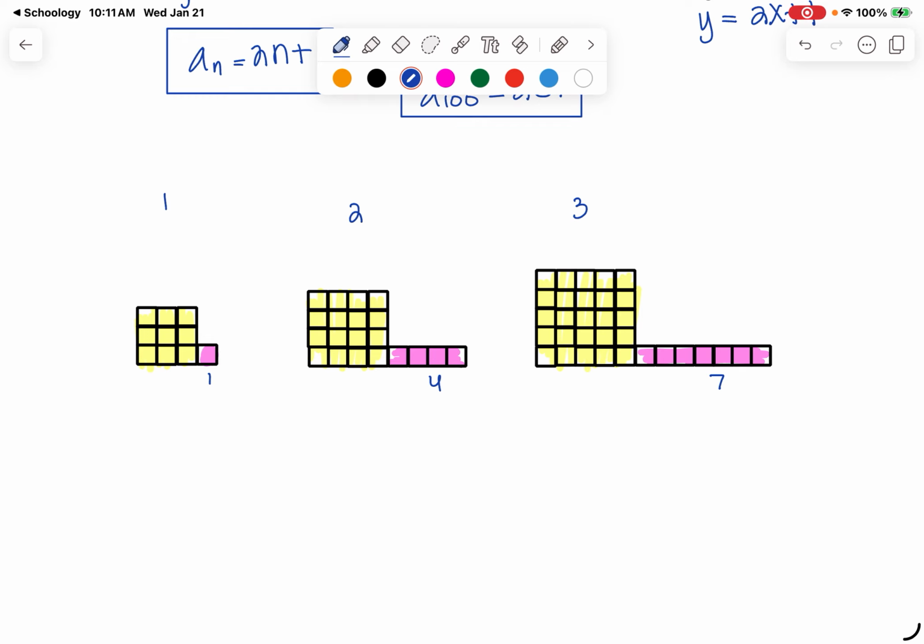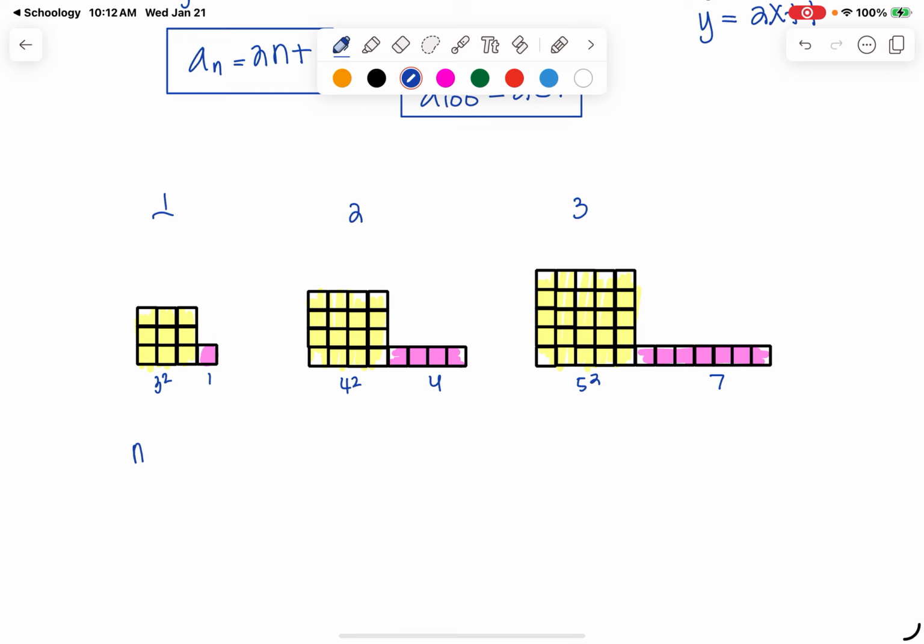But then we also have these ones that I colored yellow. So if you look, this is 9, 16, 25, or 3 squared, 4 squared, and 5 squared. So I need to get, let's talk about just the yellow part at first. So I know it's something squared, right? But I don't want to say it's n squared because 1 squared is not 9, right? I need it to be 3.